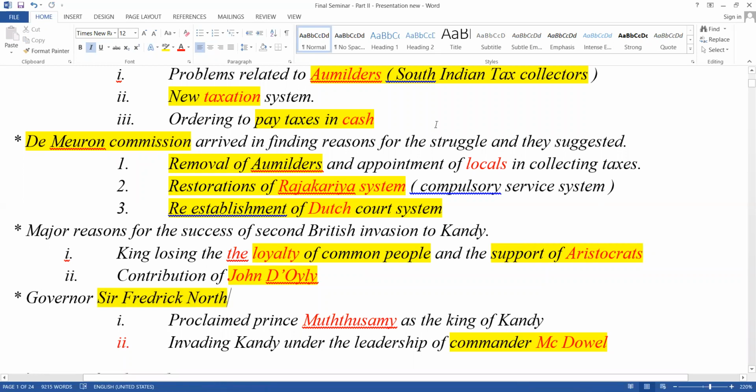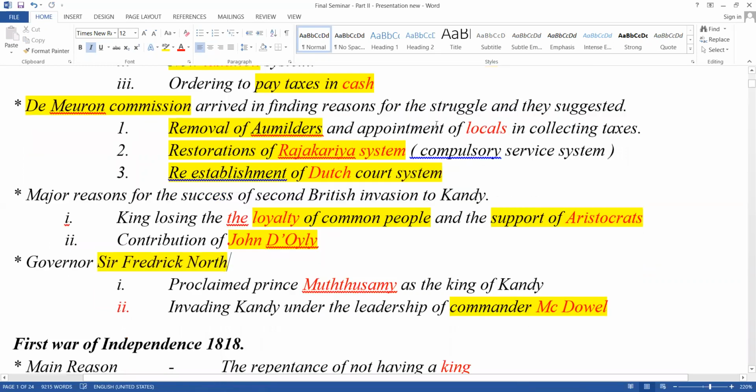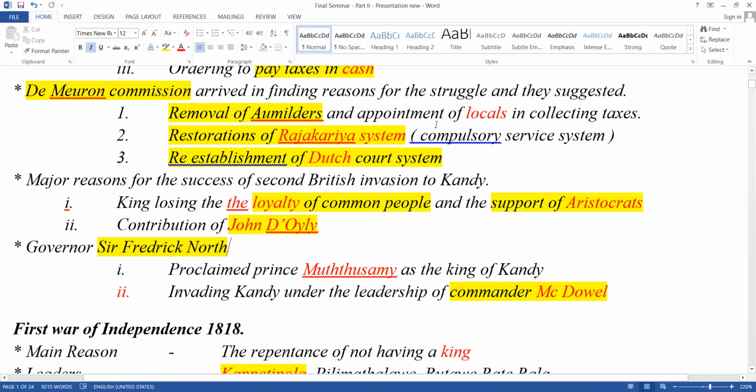Right. So I think you have completed the notes. The First War of Independence of 1818. What is the major reason? The repentance of not having a king. What happened to the king? King Sri Vikrama Rajasinghe was deported to Vellore in India. So there was no king in their kingdom to tell their grievances.